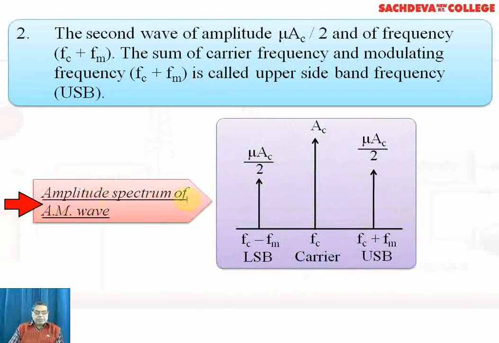Now, the amplitude spectrum of the amplitude modulated wave, again reviewed, interpreting the same thing. The difference of FC and FM gives the lower sideband, and the addition of FC and FM gives the upper sideband. The carrier is represented by FC, and the amplitude of the carrier is represented by AC.